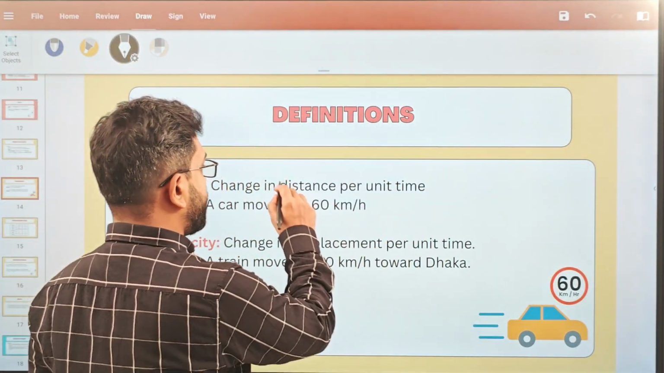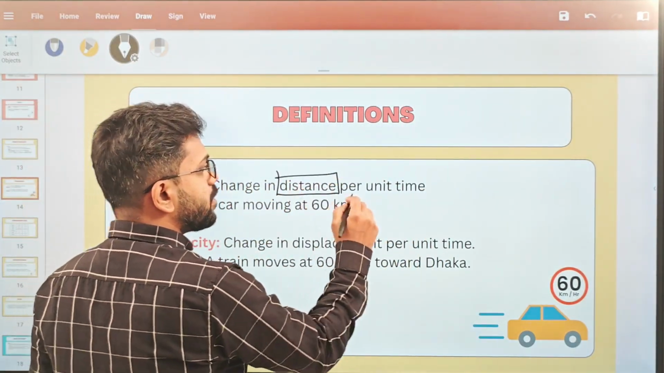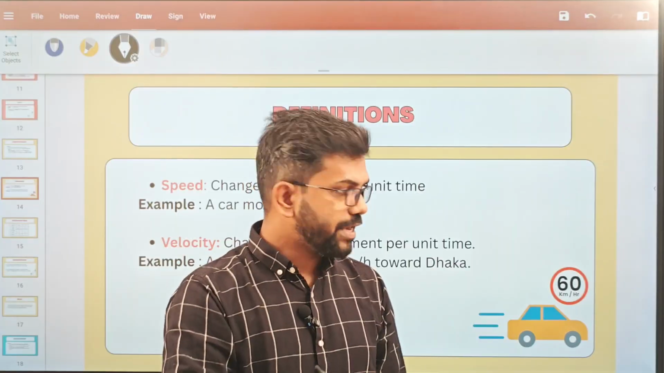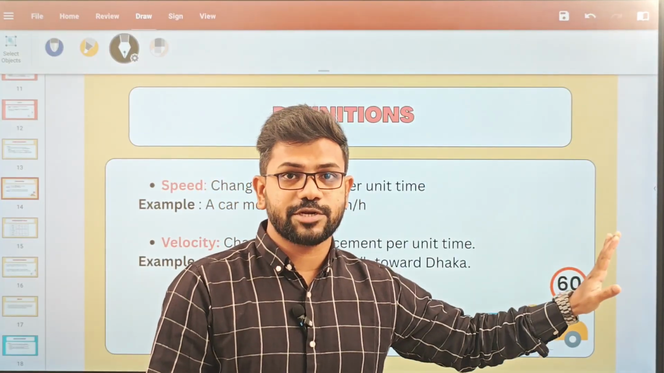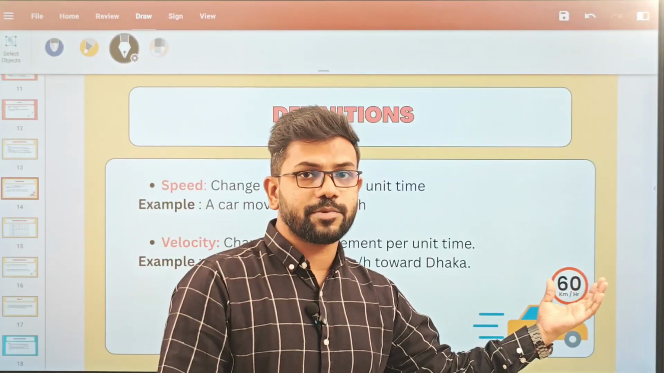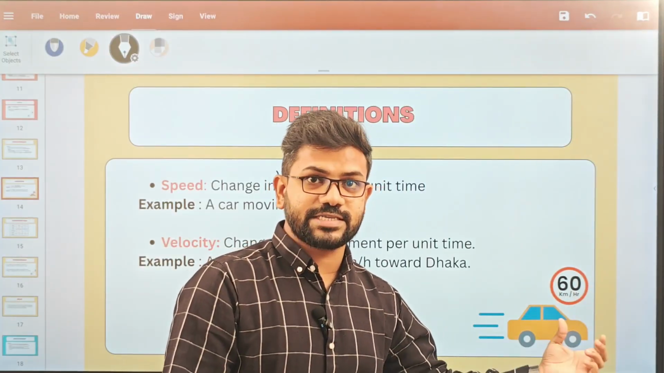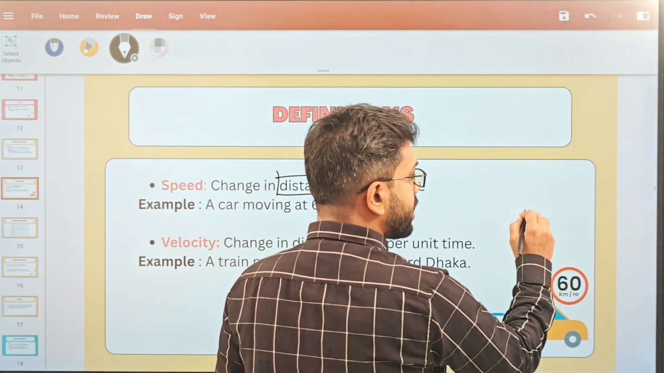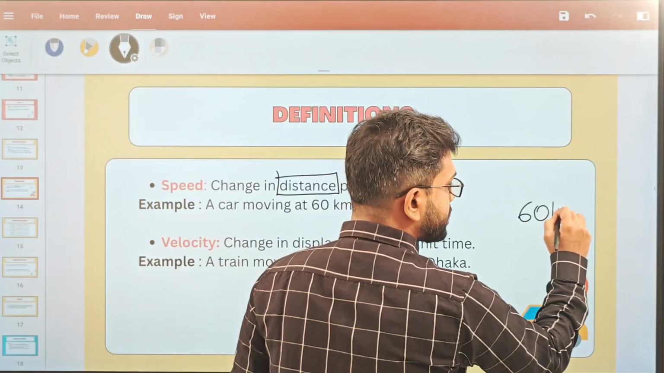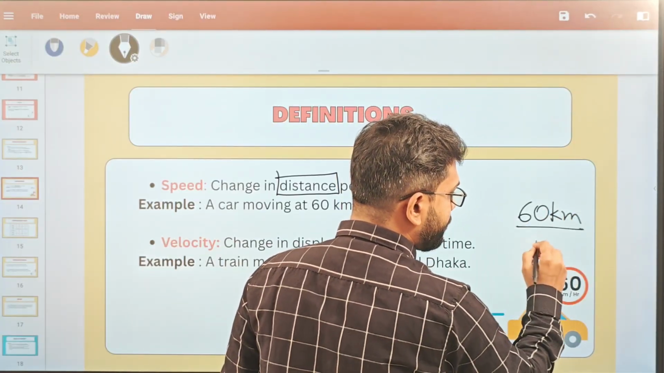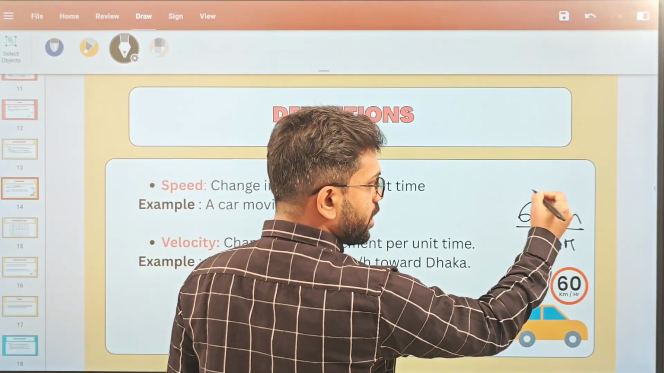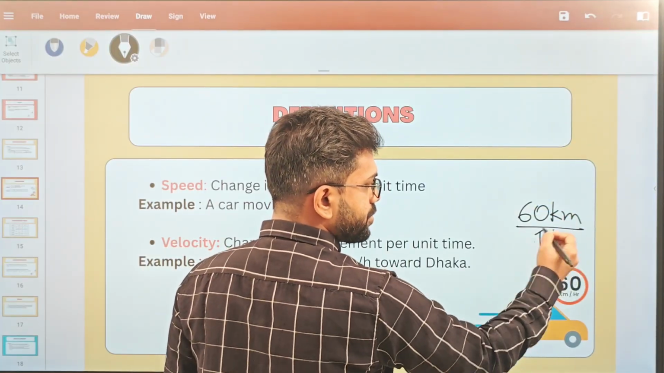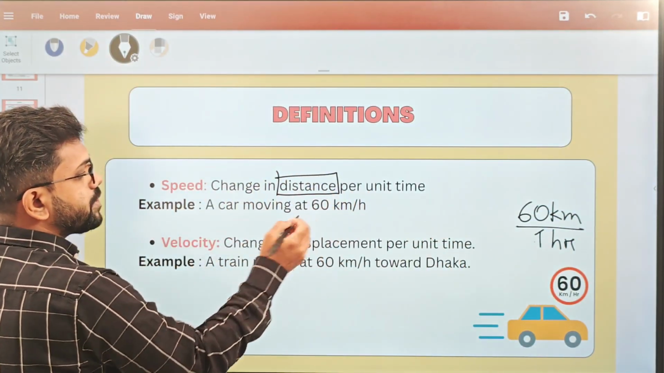To begin with the definitions, speed is a scalar quantity. It is the change in distance per unit time. Let's say a car is moving at a speed of 60 kilometers per hour. You only talk about the speed of it, 60 kilometers per hour. That means the car is covering 60 kilometers every hour. So the distance that the car is covering per unit time is the speed of it.